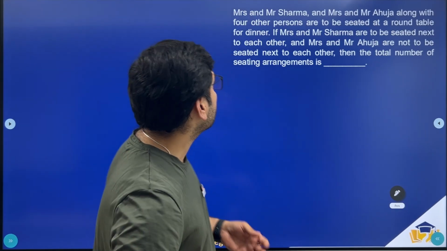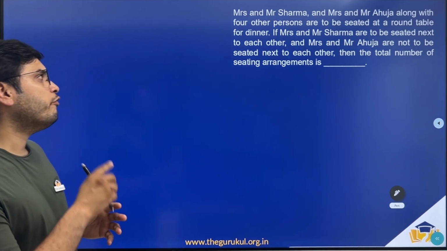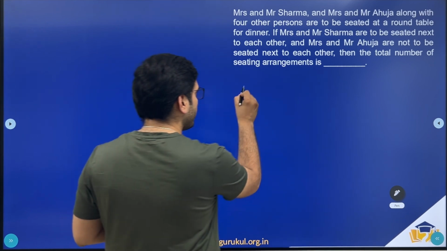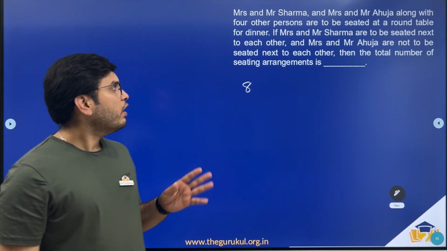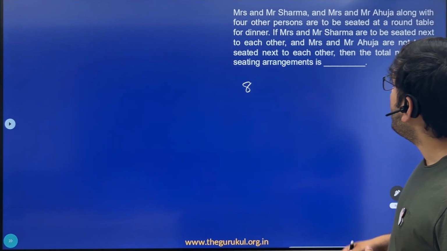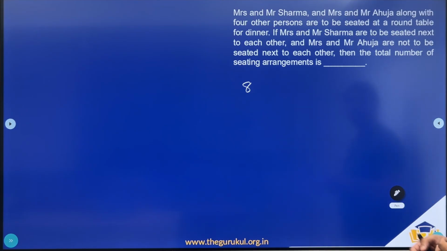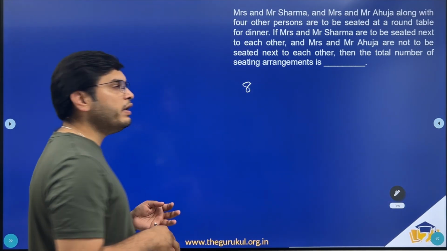Now coming to the next question. Mr. and Mrs. Sharma and Mr. and Mrs. Ahuja along with 4 other persons. So that means there are 8 persons to be seated at a round table for dinner. If Mr. and Mrs. Sharma are to be seated next to each other and Mr. and Mrs. Ahuja are not to be seated next to each other, then the total number of seating arrangements is.